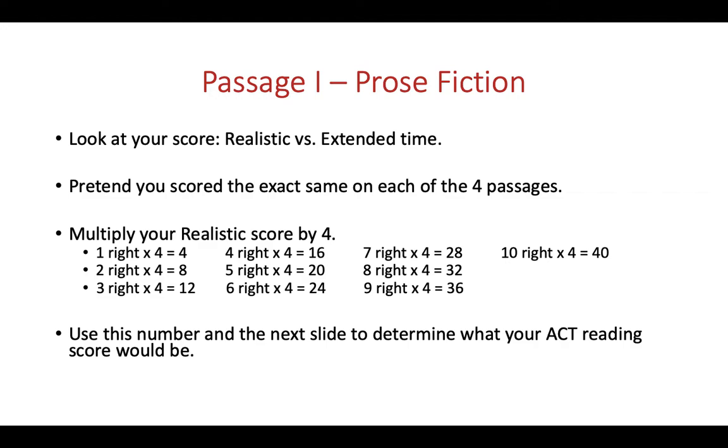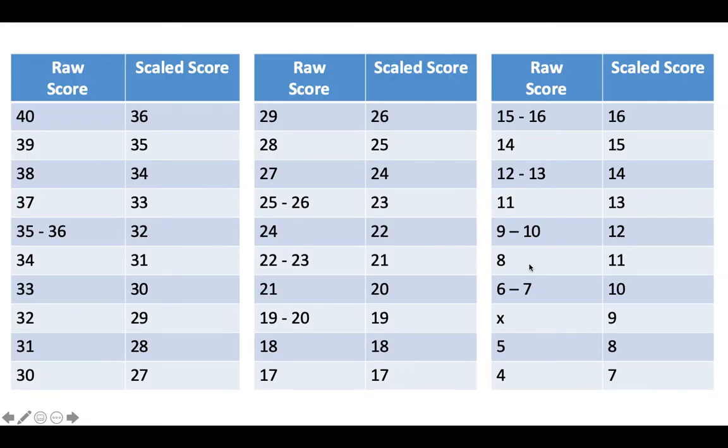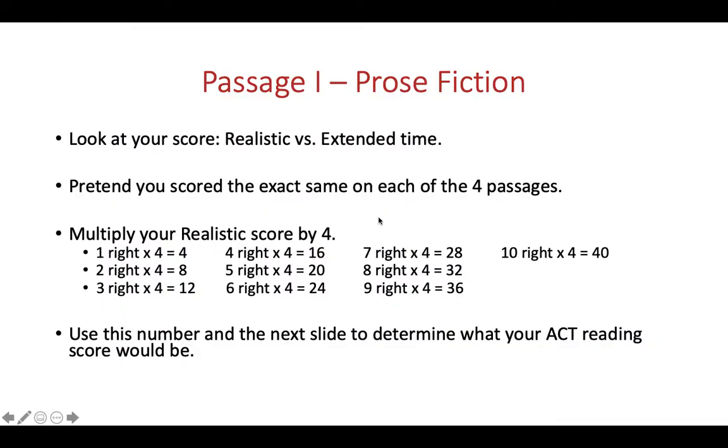So if you got, let's say 3 right, and you multiply it by 4, that would be 12. Okay, so if we go to our conversion table, 12 right is the raw score. That converts to a 14 out of a 36 on the ACT. So 3 right, you're on track to get a 14 on the ACT reading section or reading test.